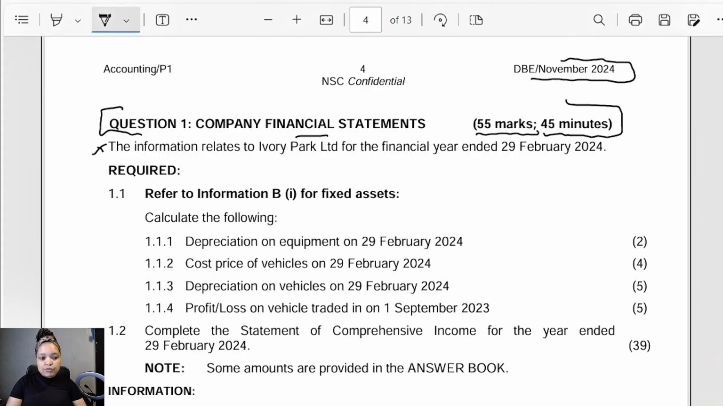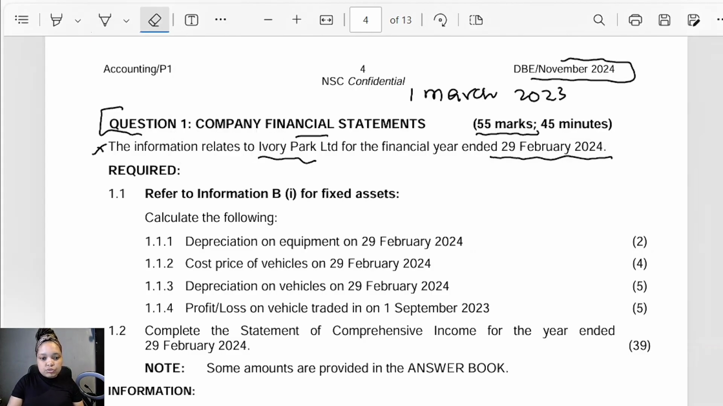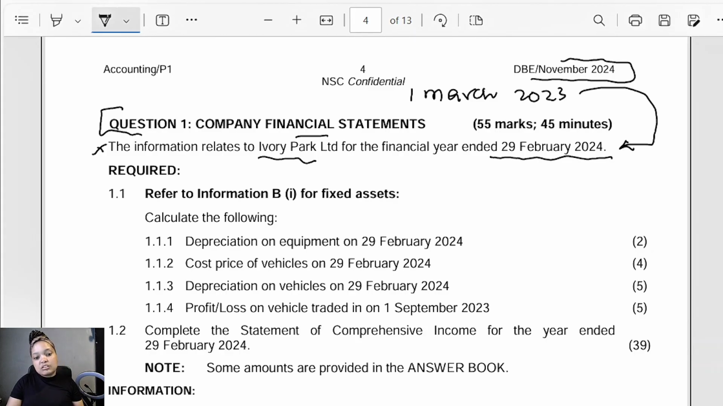Okay, so without wasting any time, let's get started. We're told that the information relates to Ivory Park Ltd for the financial year ended 29 February 2024. Now, it's important to note when the financial year starts and when it ends so that you can accurately calculate your financial year. So if our financial year ends on the 29th February 2024, then our financial year would basically start on March 2023, because if you count from March 2023 up until the year end 29 February 2024, this is a period of 12 months.